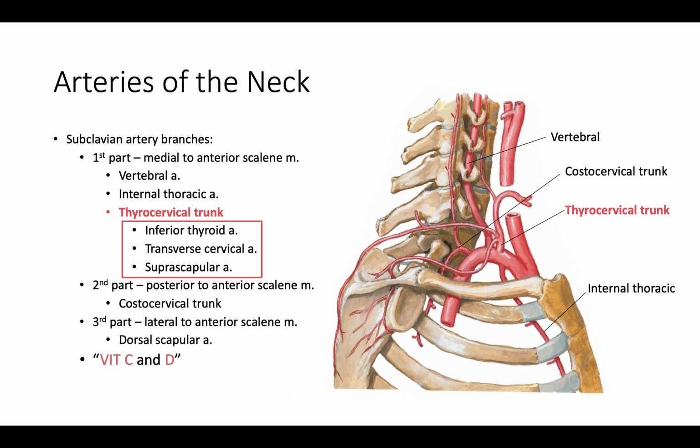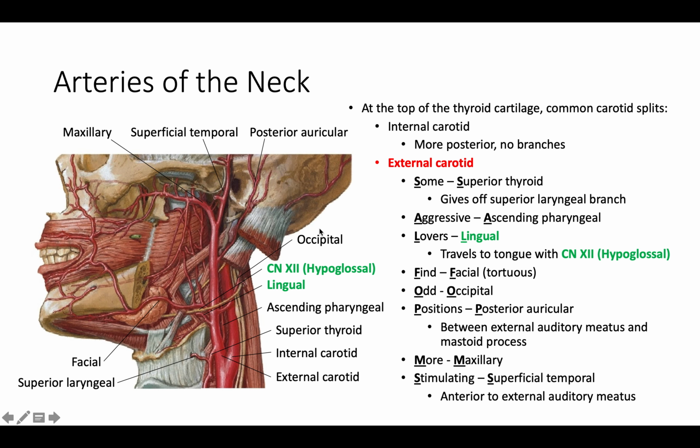And so here's just looking again at that from our subclavian and all the parts. There's that thyrocervical trunk, and here's our inferior thyroid. And here's the branches of the external carotid. And remember that superior thyroid is going to be in there.